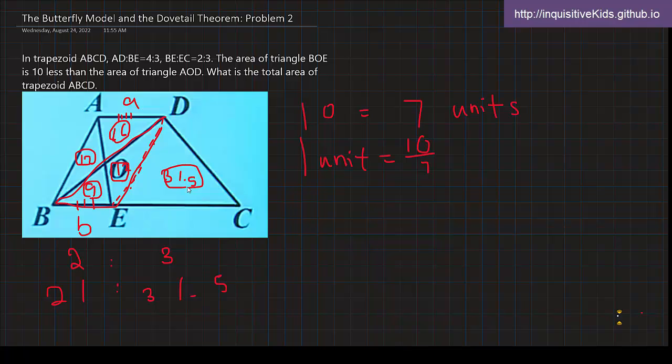Now our final step is to add everything up and multiply that by 10/7. So we have 80.5 after you add up all the units, times 10 over 7, and we get 115. So our final answer is 115.